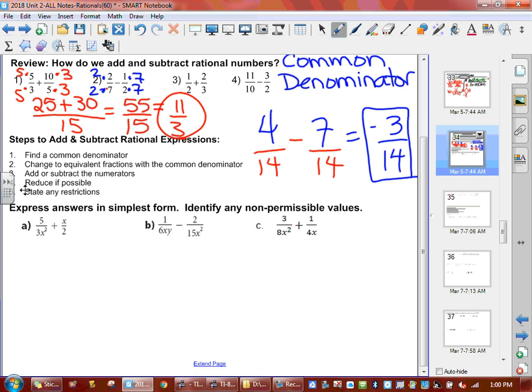Is it okay if I erase number 1, the red stuff? Everybody done with the red? Yeah. Okay.